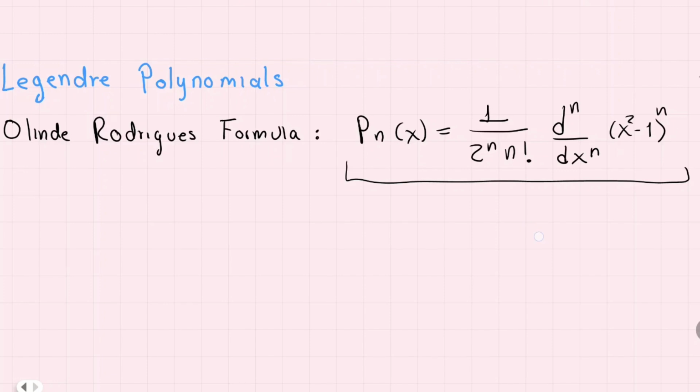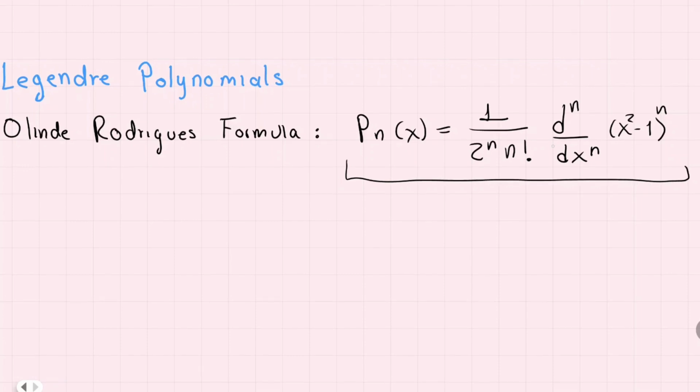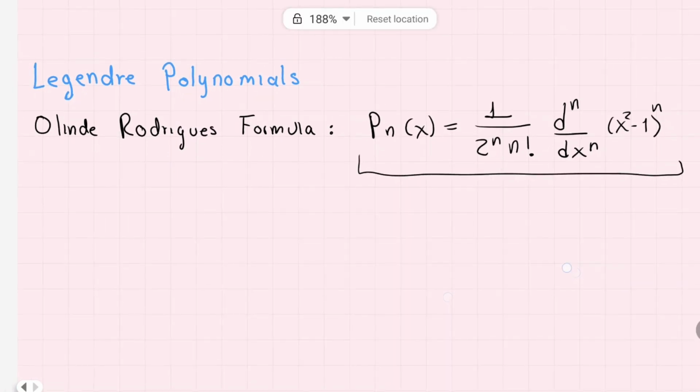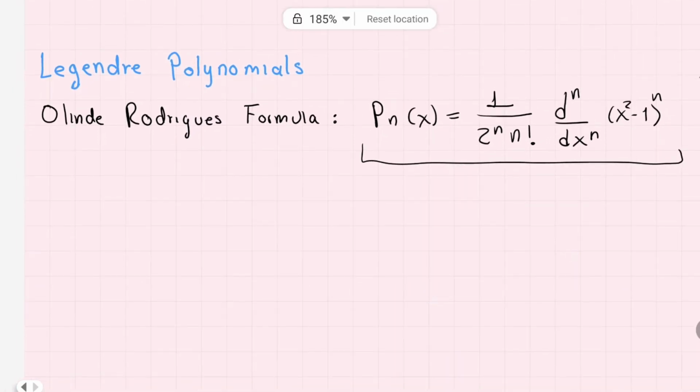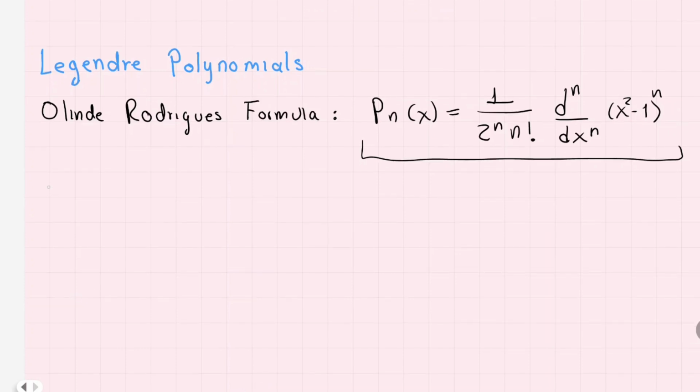P of x is going to be 1 over 2 to the n times n factorial times the nth derivative with respect to x of (x squared minus 1) raised to the n power. Okay, so this is just the definition, and we may be interested in calculating some terms of the Legendre polynomials.